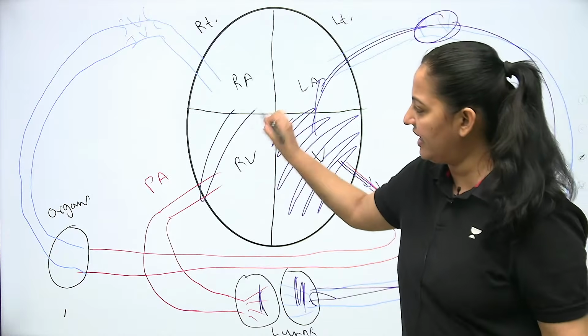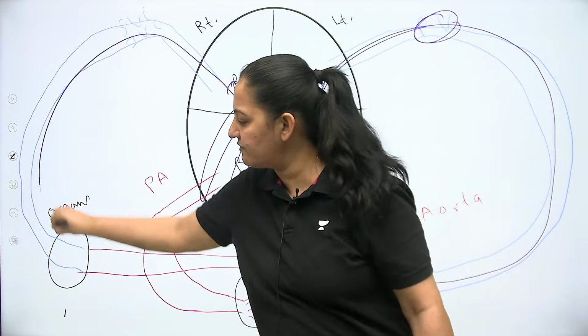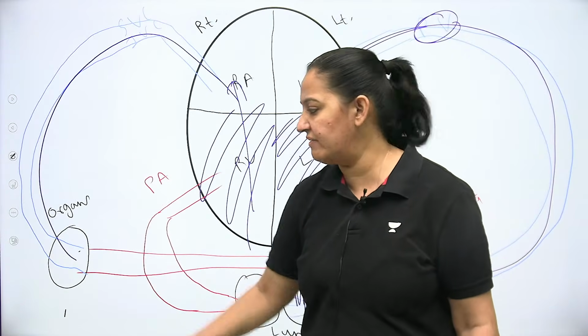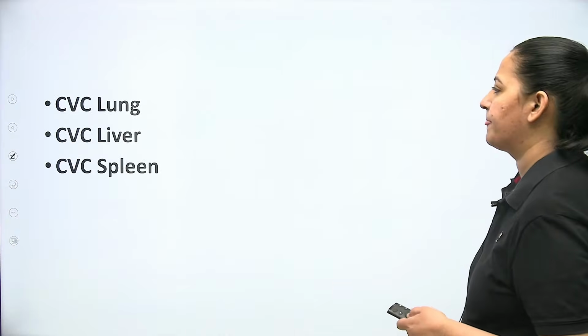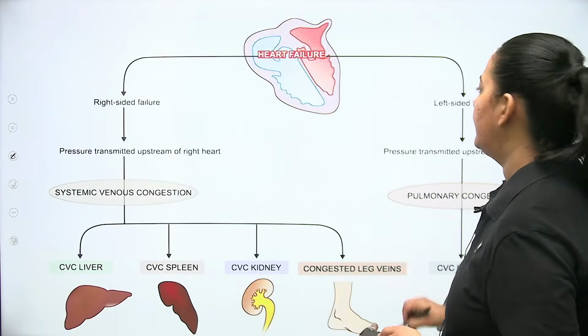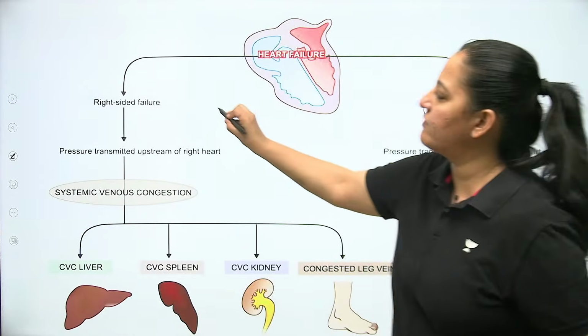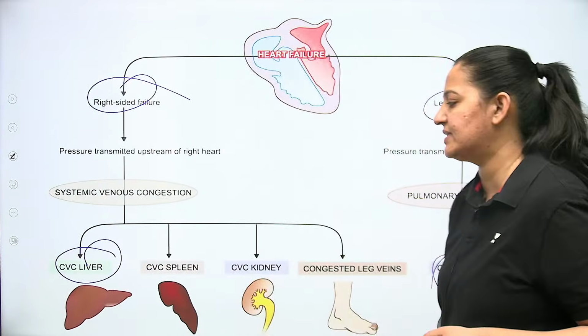And in right heart failure, blood will go into the right auricle, then into the SVC and IVC, and it will accumulate in all organs. So in all organs there will be CVC. Especially I will teach you 2 organs, liver and spleen. So basically I am going to teach you 3 CVCs now. In left heart failure, CVC occurs in the lung. In right heart failure, CVC occurs in all organs, but in our syllabus there are 2 CVCs, liver and spleen.